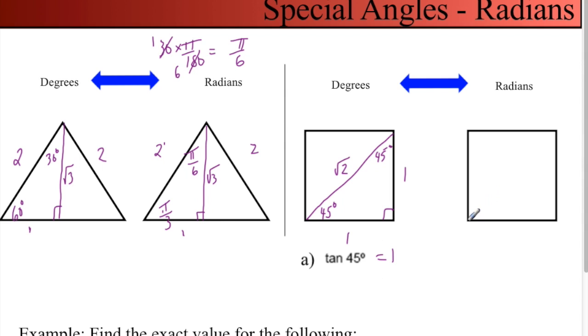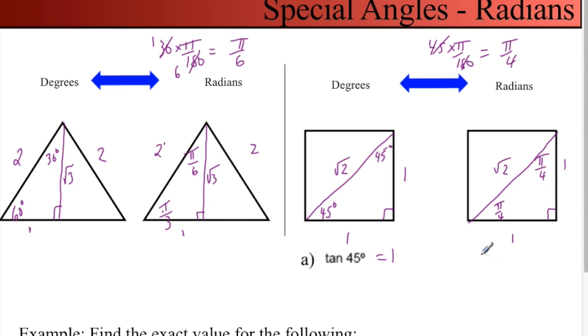Okay, in the radian format, we're going to do the exact same cut. We use the exact same triangle. If that's 1, that's 1, and this is root 2 as its length. We're just going to replace the angles in radian format. So 45, if I convert, 45 goes in there once and it goes in there 4 times. This is pi over 4. So this is pi over 4. And therefore this is pi over 4.